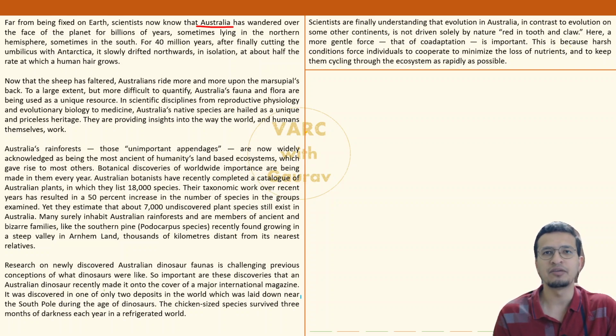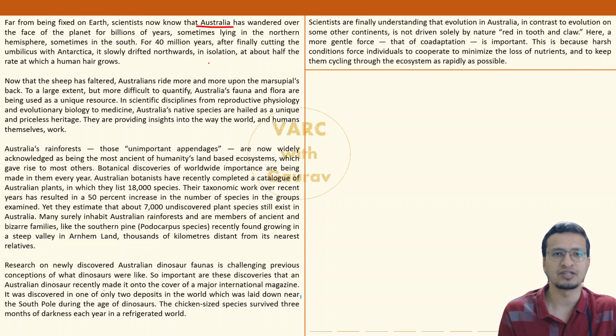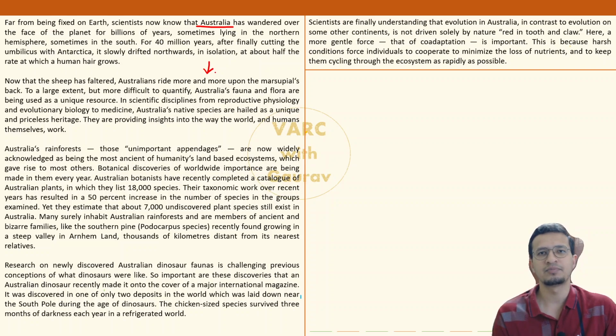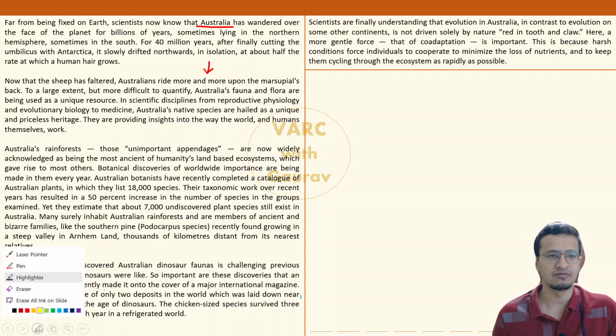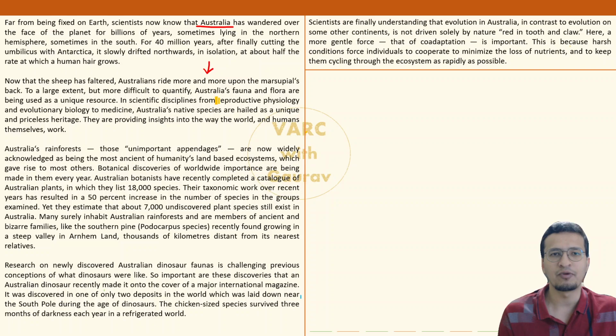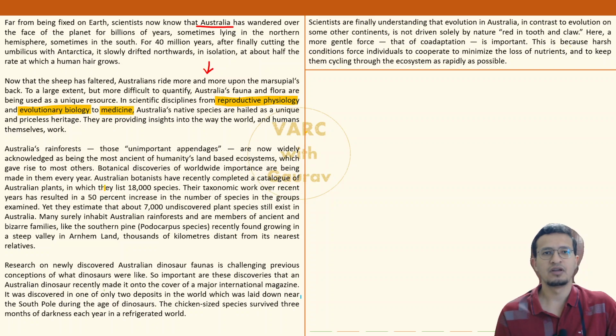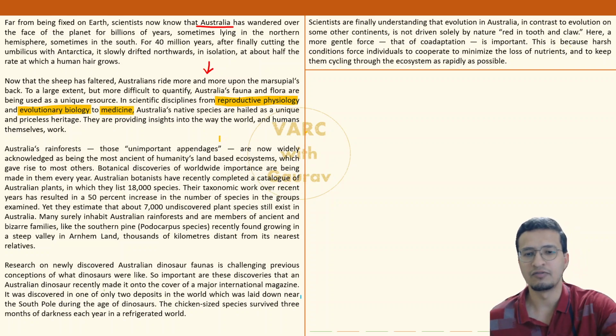So the biodiversity present there, the flora and fauna, is extremely unique and stands out very differently from the rest of the world. So the introduction about that has been given to us in the second paragraph. The author says that Australia's unique flora and fauna is now opening up vast new doors for studies in fields as diverse as reproductive physiology, evolutionary biology, basically the study of evolution, and even medicine. So Australia's native species are hailed as a unique and priceless heritage. Excellent, well and good.